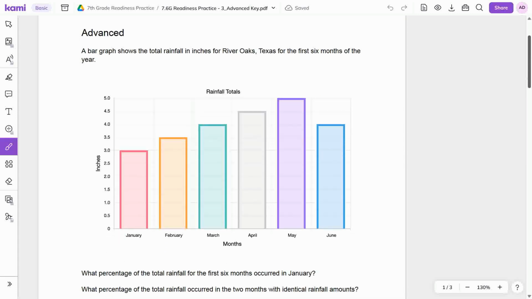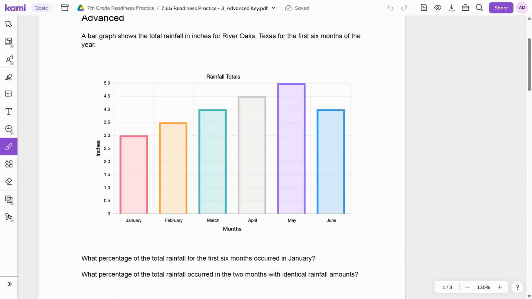So we've got this graph here showing total rainfall in inches for the first 6 months of the year in River Oaks, Texas. So let's go ahead and put some numbers here because we're going to need that. So 3, we've got a 3.5, we've got a 4, 4.5, and then that is also a 4. All right, we need a percentage of the total rainfall for the first 6 months of the year, which is what we have here, right? January through June. In January.